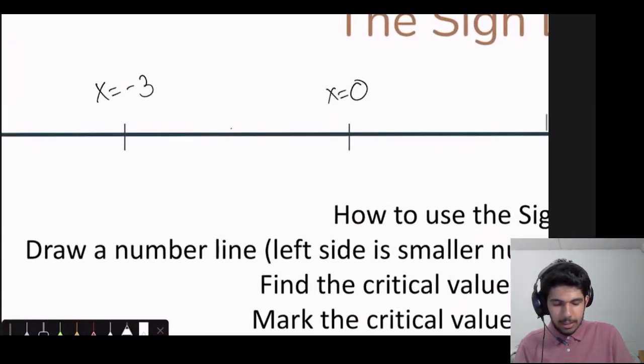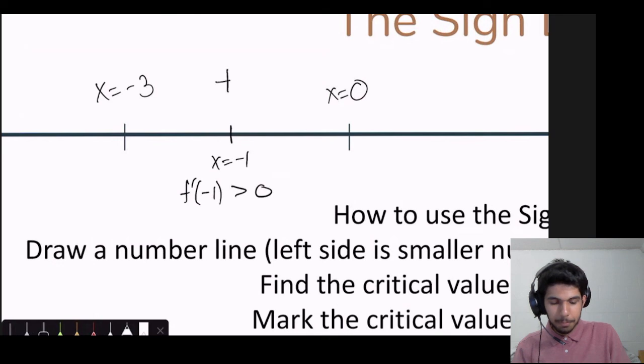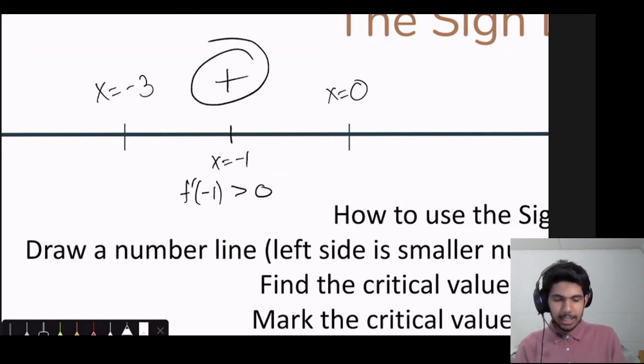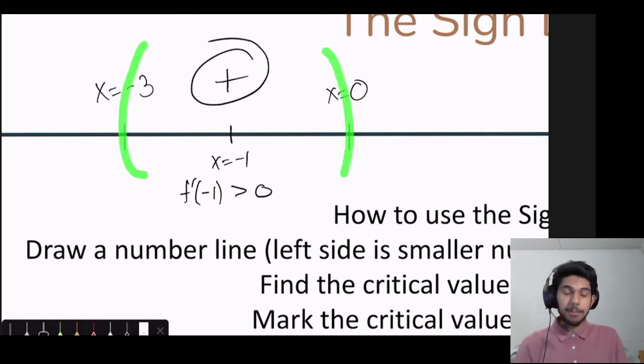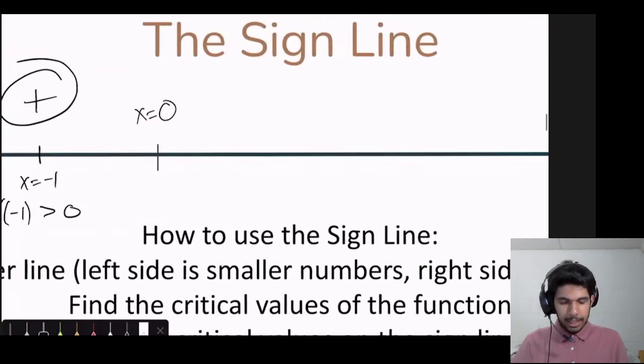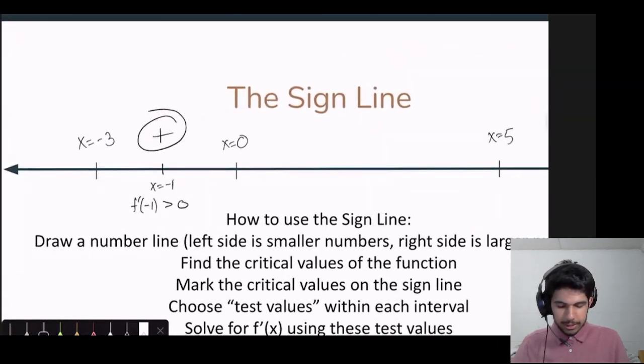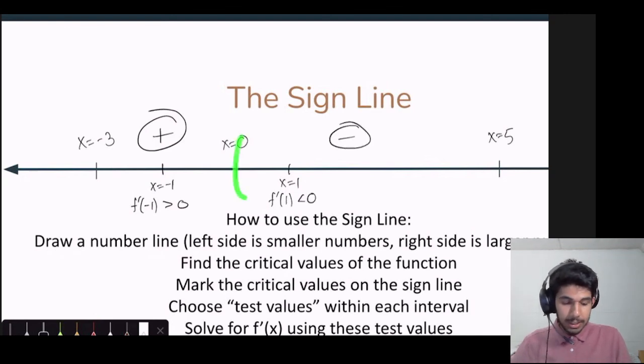Let's just say this is my test value, x equals -1. Let's just say f prime of -1 is greater than 0. Then I would put a plus sign here. So that's saying in this interval, the function is increasing. Now let's take a look from x equals 0 to x equals 5. Let's say my test value is x equals 1, and I evaluate f prime of 1 is less than 0. Then I put a minus sign here. So that's saying on this interval, the function is decreasing.